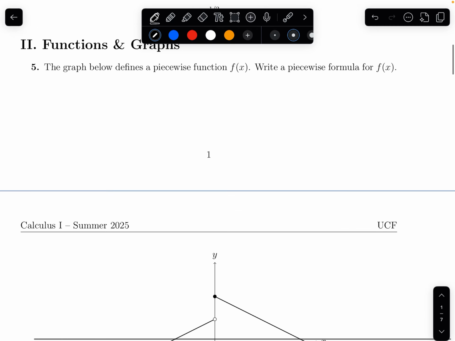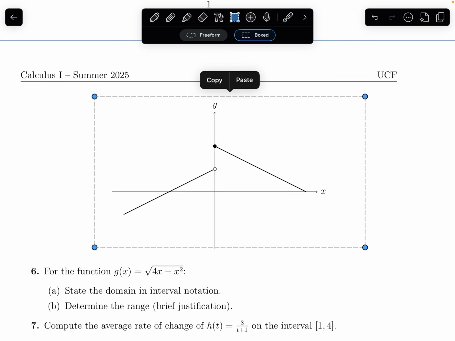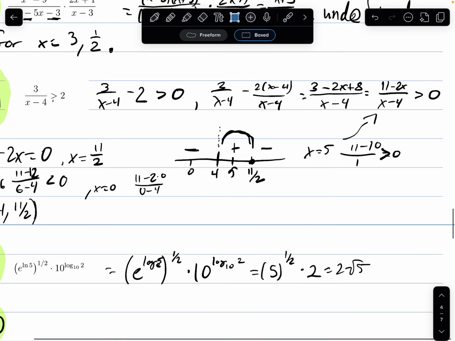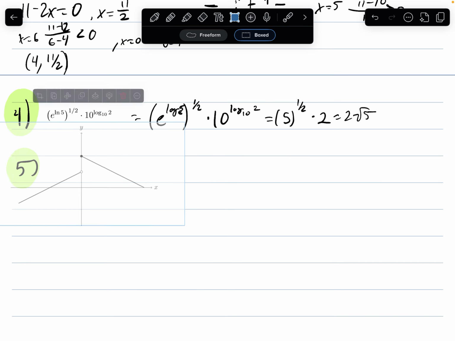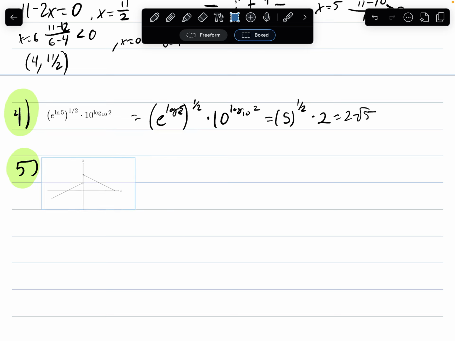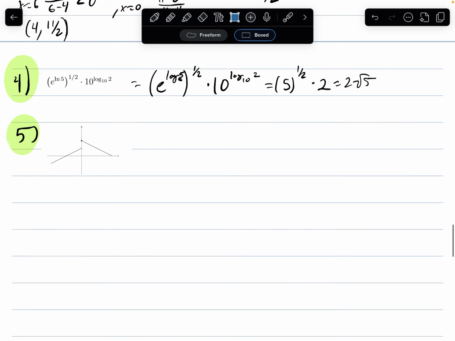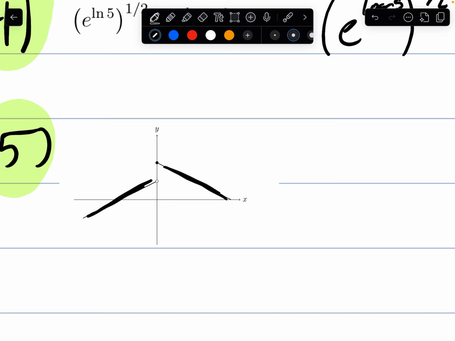I said the graph below defines a piecewise function. Write a possible piecewise function. So I'll copy it and graph it. I'll make it a little smaller just so I can fit the rest. But we can notice here, it's basically a straight line here, and it's a straight line here.